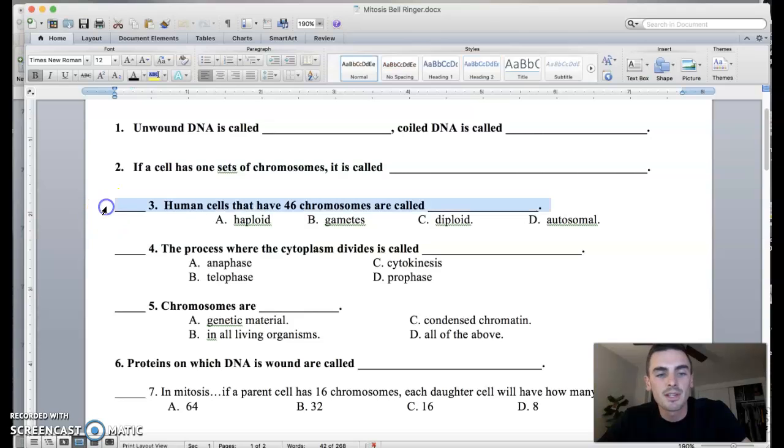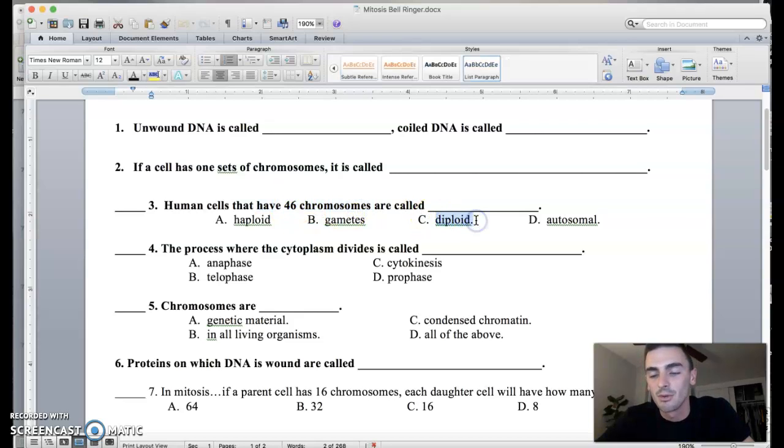Speaking of which, number 3 says human cells that have 46 chromosomes. So we know from yesterday that human cells that have 23 pairs are fairly normal. So this would mean they have two sets, and we know two sets has to do with the prefix di. So if human cells have 46 or two sets of chromosomes, we call those diploid cells.